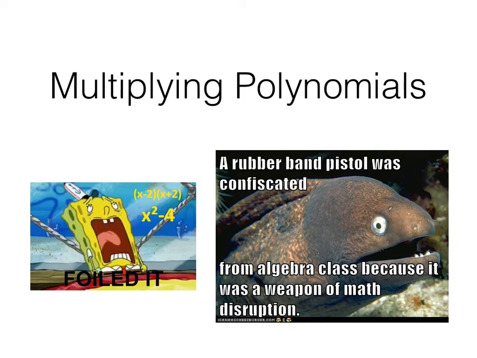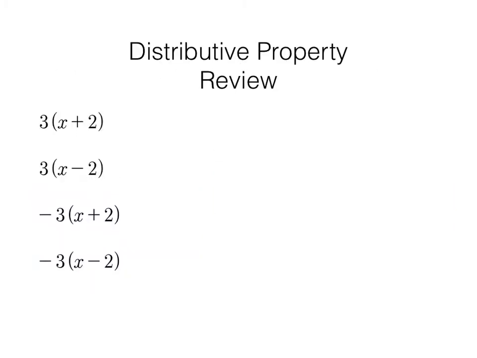So let's go ahead and start with a review of the distributive property. So you know the distributive property as the pass it out to the parts of the expression in the parentheses property. So what we're saying here is that we are multiplying 3 times the sum of x and 2. So that's 3 times x and 3 times 2. So 3x plus 3 times 2 is 6. So 3x plus 6. And if it was 3 times x minus 2, it would be 3x minus 6.